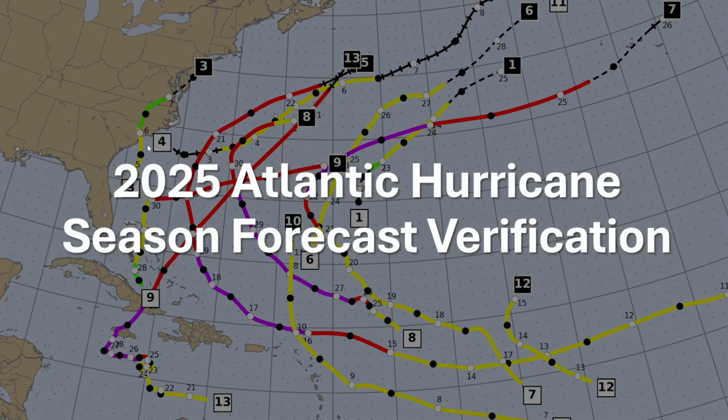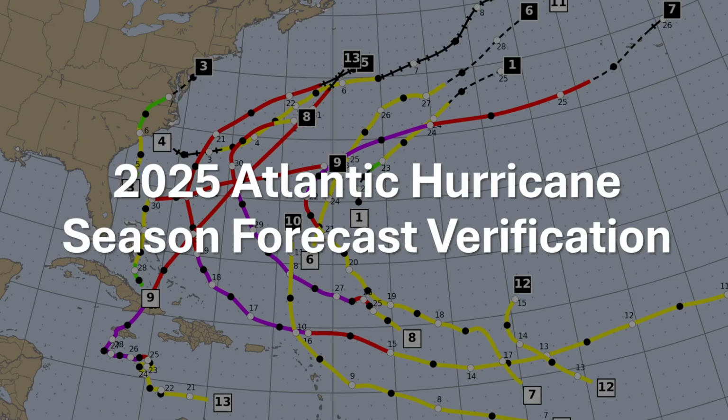Hi, it's Wednesday, November 26th, and we're just about now to the end of the 2025 Atlantic hurricane season. The season officially runs through November 30th, and so by this upcoming Sunday, the season will be ending. So what I want to do now is take a look back over the past several months and see how the seasonal activity compares to the seasonal forecast that I made back in May and June.